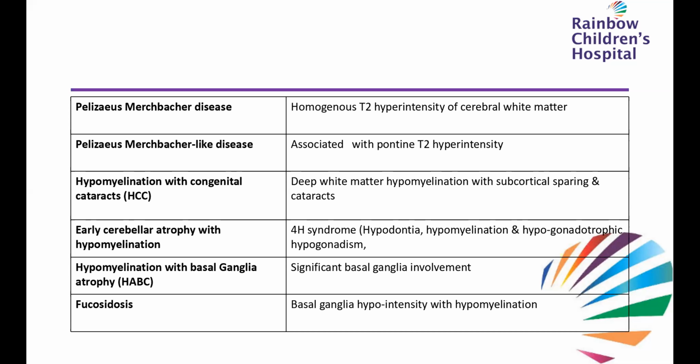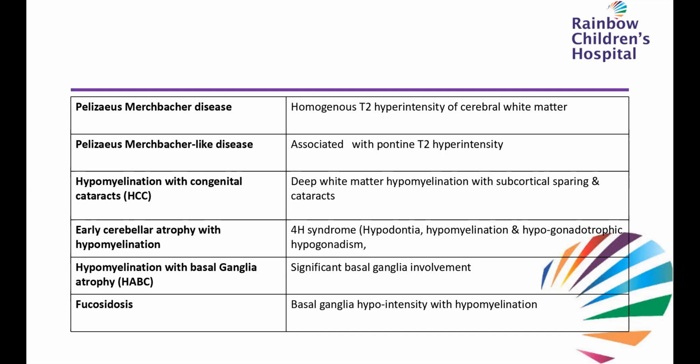Again, if you look at the MRI pictures, Pelizaeus-Merzbacher disease has a homogeneously T2 hyperintense, diffuse involvement of the cerebral white matter. Only the optic tracts are the areas which are myelinated. In PMLD, which is Pelizaeus-Merzbacher-like disease, they have associated pontine T2 hyperintensity. Now, this is not an absolute differentiation. We also have brainstem involvement in the case of PMD, but the pattern of PMD and PMLD can be a little different from each other.